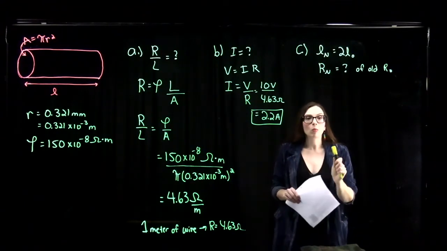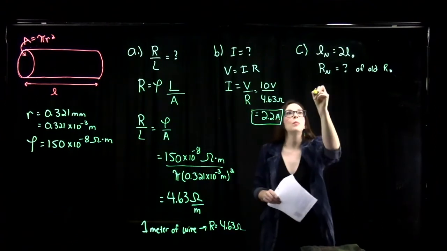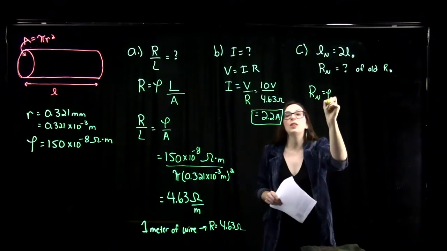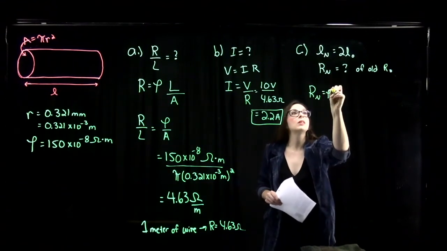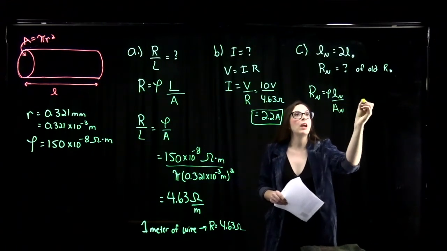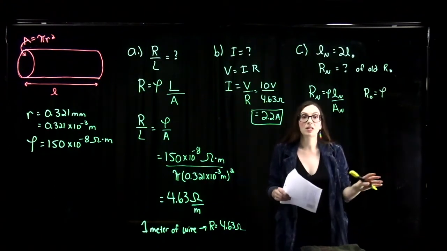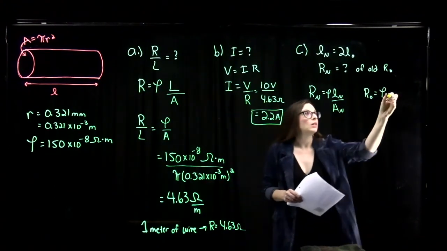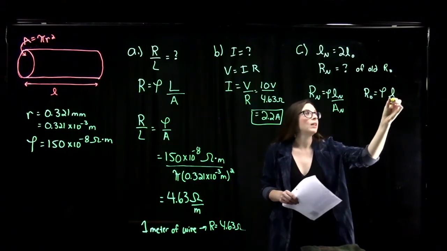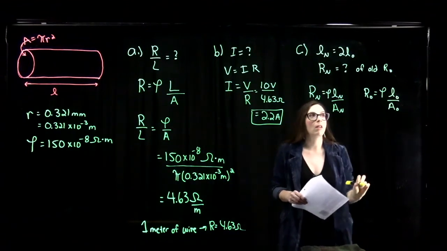To solve this, why don't we go ahead and write down the equation for resistance again. So our new resistance is going to be the resistivity times the new length divided by the new cross-sectional area. Okay? Our old resistance was equal to the resistivity. The resistivity of the material isn't changing. That's a property of the material itself. It doesn't depend on its shape. Times the original length divided by the original cross-sectional area.